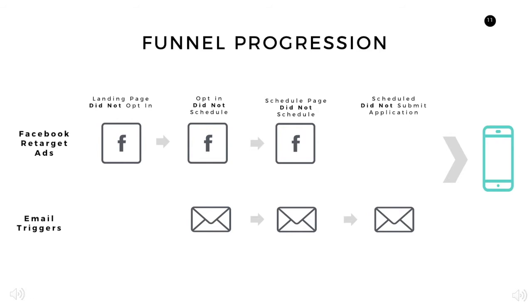So let's say they did visit the schedule page. They clicked the button, they visited the page, but they still did not schedule. Facebook retarget ads continue. I'm also going to send an email like, hey, I saw you visited the page, but you didn't schedule. Did you have any questions? Did you run into any problems? You can also have a chat.